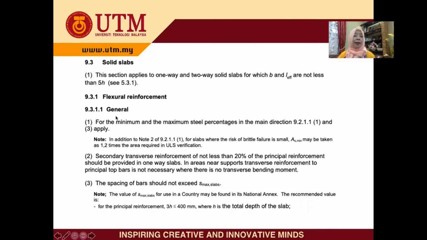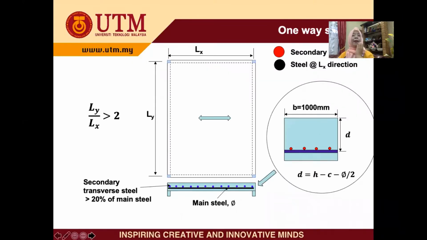Okay, here the code gives information about minimum and maximum steel percentage. And there is a secondary transverse reinforcement, and the spacing. The requirement for the flexural reinforcement just now is given in 9.3.1. So let's look one by one.